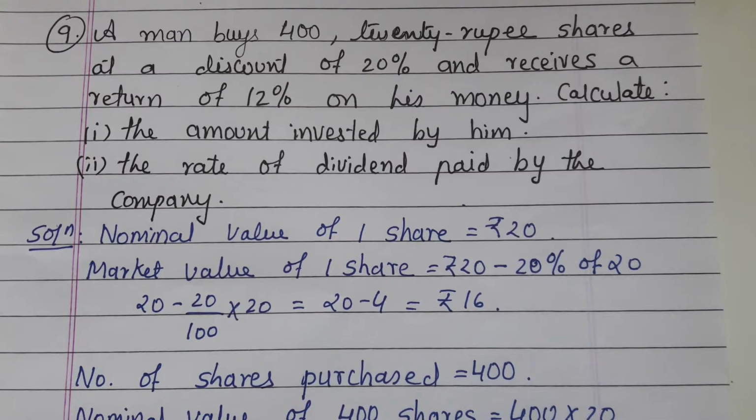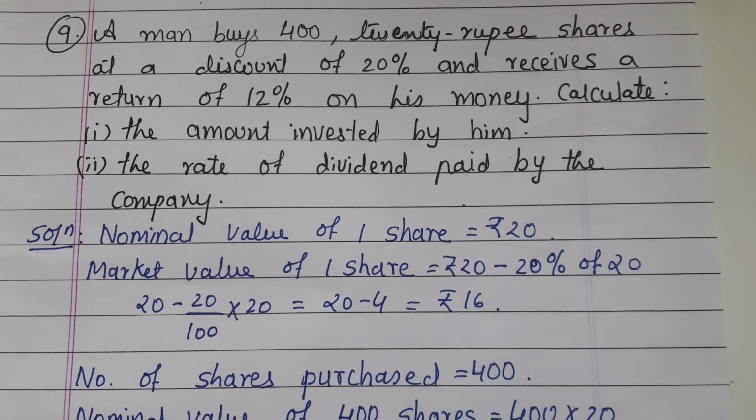3b, sum number 9. A man buys 20 rupees shares at a discount of 20% and receives a return of 12% on his money. Calculate first the amount invested by him, second the rate of dividend paid by the company.